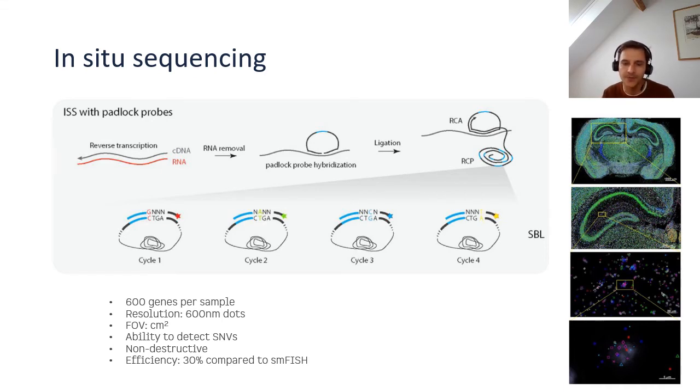However, there are some downsides here. You have this enzymatic amplification step, which reduces the sensitivity, the capture efficiency. It's way less than single molecule FISH, and also the resolution, because you're generating these nanoballs. These are quite large dots. However, it allows you to have a big field of view, like you see in the images here of the mouse brain, and the use of padlock probes has the advantage to detect SNPs, for example.